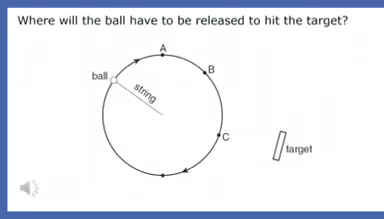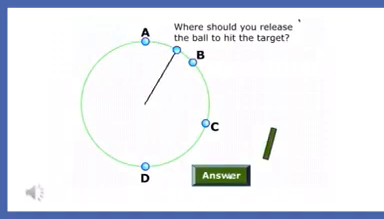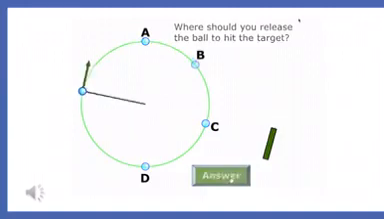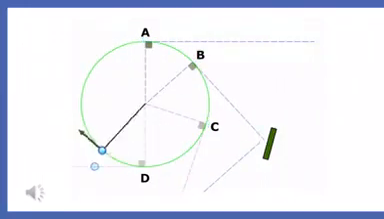This ball is attached to a string and moving clockwise. At what point, A, B, or C, would the string have to be released for the ball to hit the target? The string holding the ball should be released when the ball reaches point B. At that point, the ball will move tangent to the circle and hit the target.